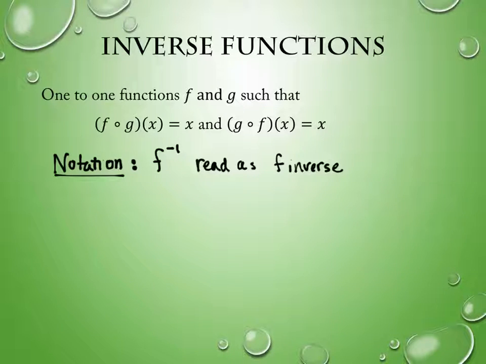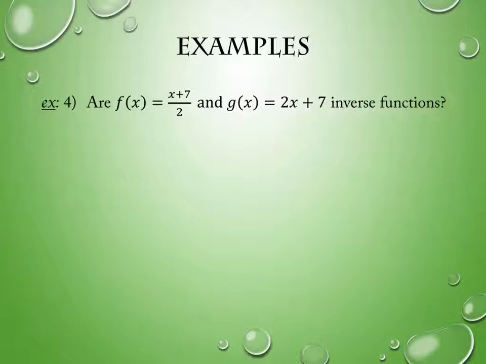Awesome. So if this is the relationship that has to exist, we should be able to test whether it exists if I'm given two functions. And that's where we're going to begin. We're going to take two functions. f of x is x plus 7 over 2. And g of x is 2x plus 7.